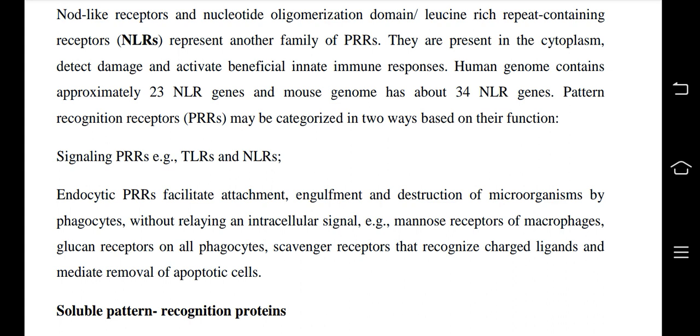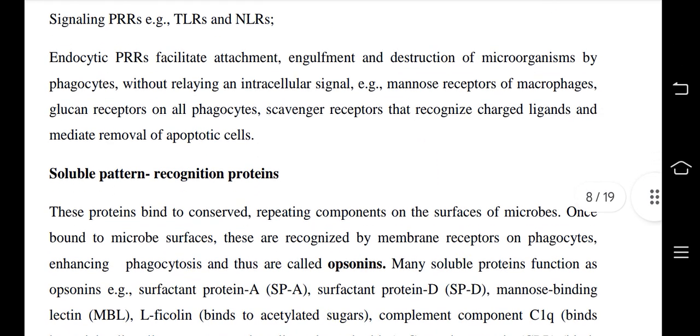Signaling PRRs, TLRs and NLRs. Endocytic PRRs facilitate attachment, engulfment, and destruction of microorganisms by phagocytes without relaying an intracellular signal. Examples are mannose receptors of macrophages, glucan receptors on all phagocytes, and scavenger receptors that recognize charged ligands and mediate removal of apoptotic cells. Soluble pattern recognition proteins.